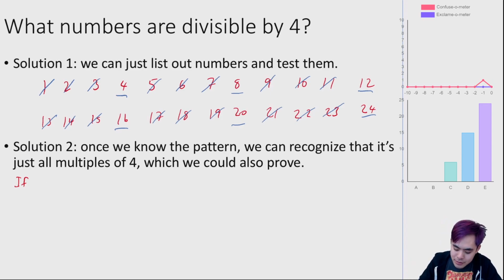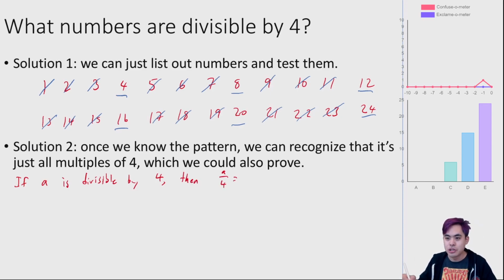Let's formalize that. So if A is divisible by 4, then we know that A over 4 is equal to B, where B is another integer, right? So that's sort of the definition of divisible by 4. But if you multiply both sides by 4, reversing the operation, like you were suggesting, then that means that A is equal to 4B, which is exactly what we were saying, that A is a multiple of 4.